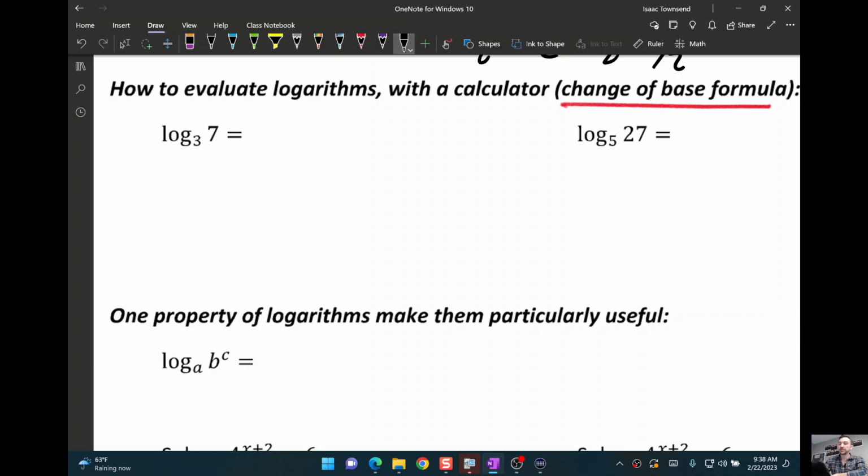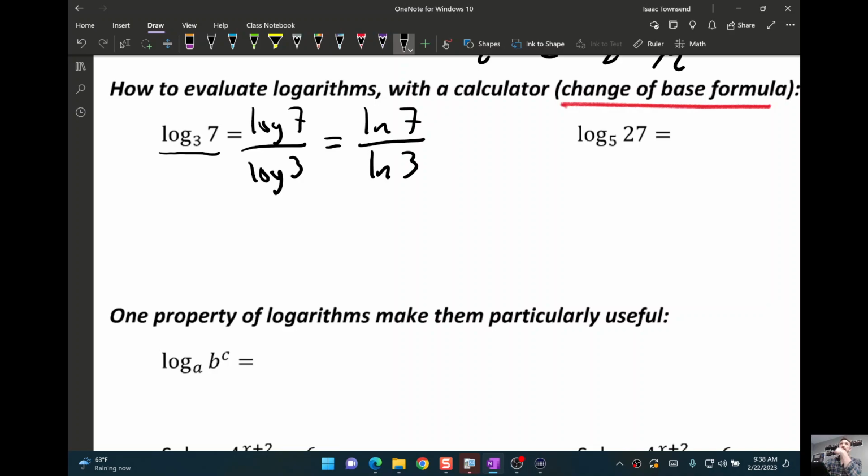So change of base just says that if you have log base 3 of 7, that's the same thing as log base 10 of 7 over log base 10 of 3, or the natural log of 7 over the natural log of 3. We learn these two because these are the two ways our calculator can do it, base 10 and base e.